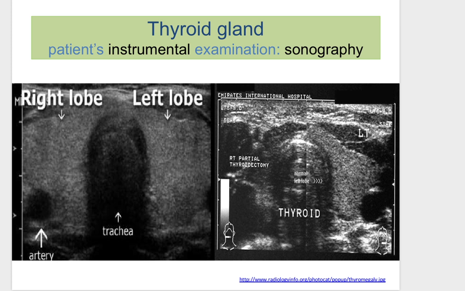For example, on the first picture you see the normal position and normal structure of the thyroid gland. By the arrows you see the right and left lobes, and a black round structure. It is not a cyst, as you can see, it is the cavity of an artery, and between the right and left lobes you see a black space where we can visualize the trachea. And the second picture shows partial thyroidectomy, when the right lobe of the thyroid gland has been removed surgically.